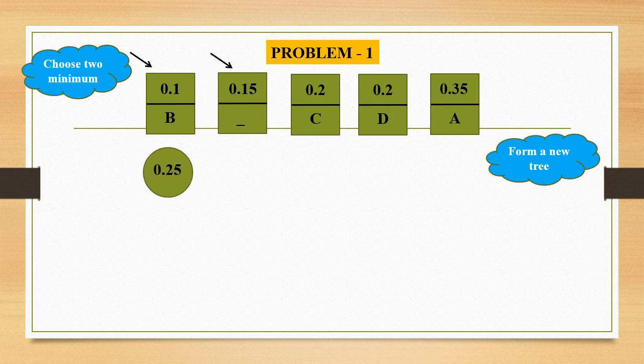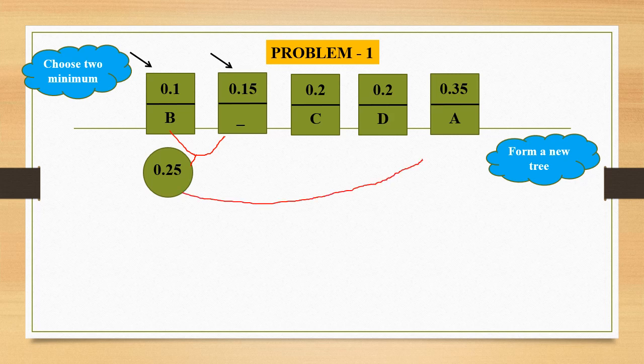As I said, I am going to form a new tree. So now my new node value is 0.25. These two have been added together and I have got this 0.25. So I have to find a proper position for this 0.25. Whenever I perform an addition operation, the resultant value has to be placed again in the proper place according to the increasing order. So what will be the proper place for this 0.25?